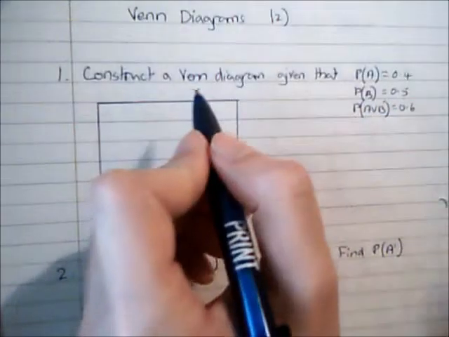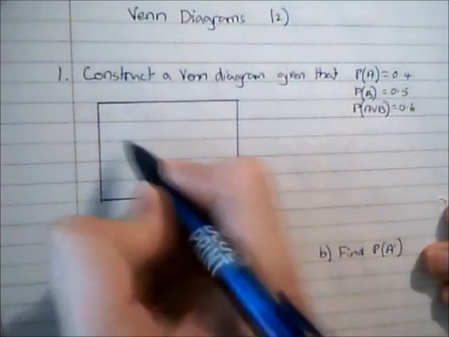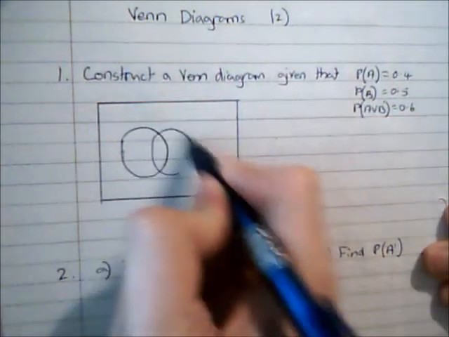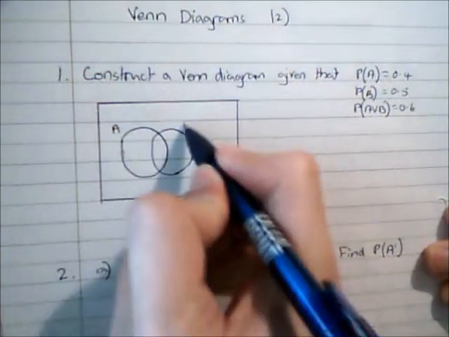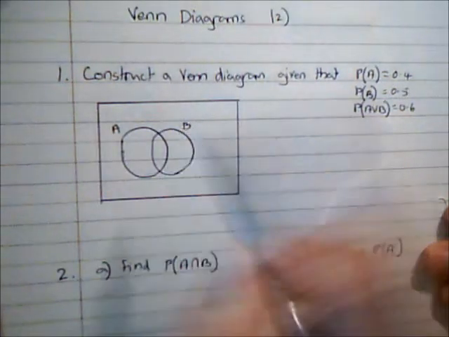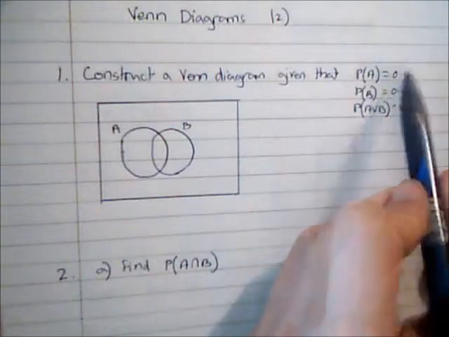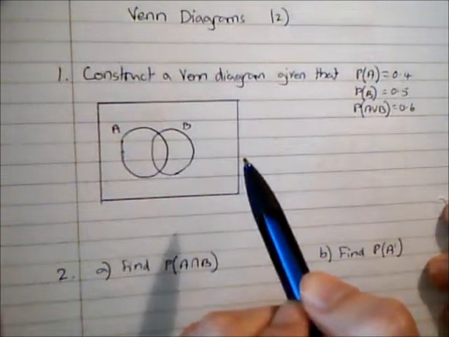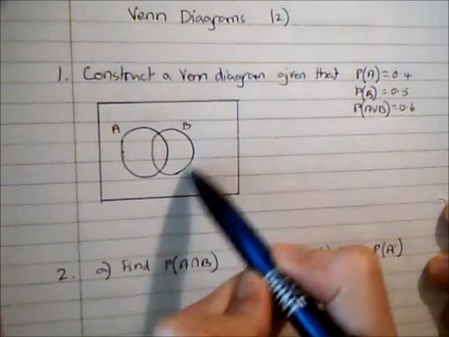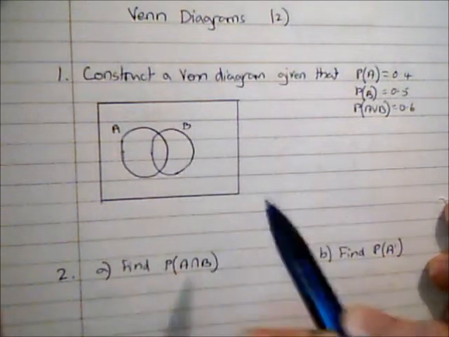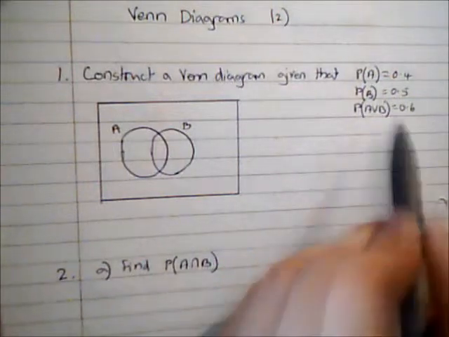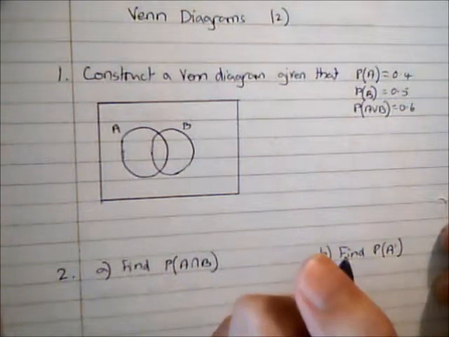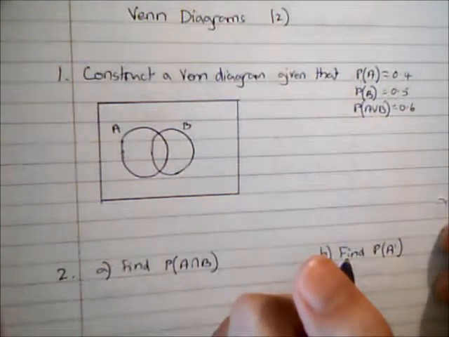and let's draw them as overlapping, because at the moment we don't know that they don't overlap. So what do I know here? Well, I know the probability of event A happening is 0.4, so the total probability within this ring is 0.4. The probability of B happening is 0.5, so that's the whole of this ring, and the probability of A or B happening here is 0.6, so that these three together are going to add up to 0.6.